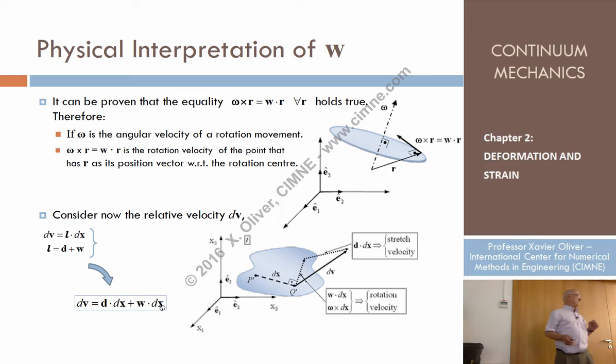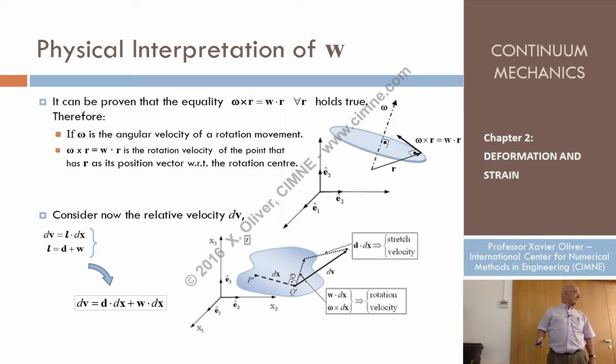What is omega? Omega is characterized by a certain rotation vector. Okay, you can extract from it the rotation vector. So what is omega times differential of x? Well, it's just the velocity of rotation of particle Q with respect to particle P. That one is a rotation vector velocity. Is omega differential of x, or W differential of x, that is a rotation velocity, okay? And that is that part here.